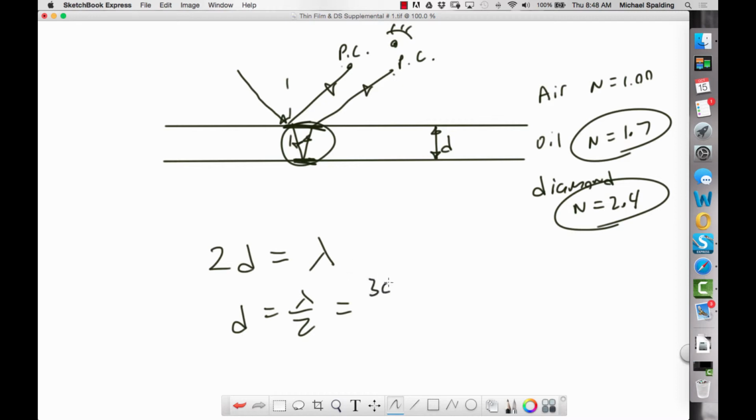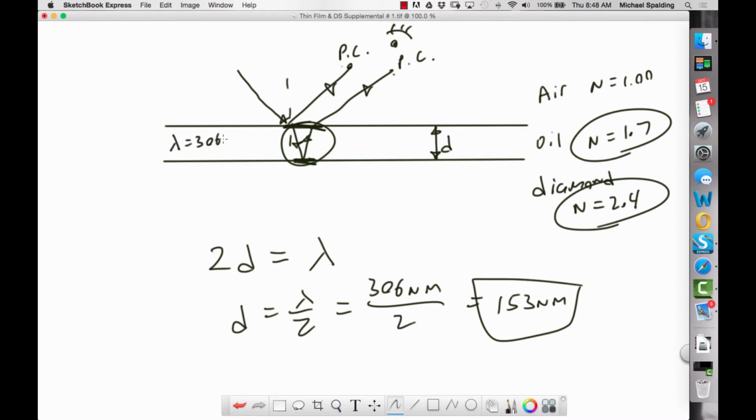So this is going to be 306 nanometers over 2. So this is 153 nanometers. Okay? Did you not have to solve for a new lambda? No, because the wavelength in the oil is still the same. It's still... well, no, because it's not going into the diamond. What we considered here never actually... it just has another phase change. Yeah, all that matters is that you had a phase change right on that boundary.